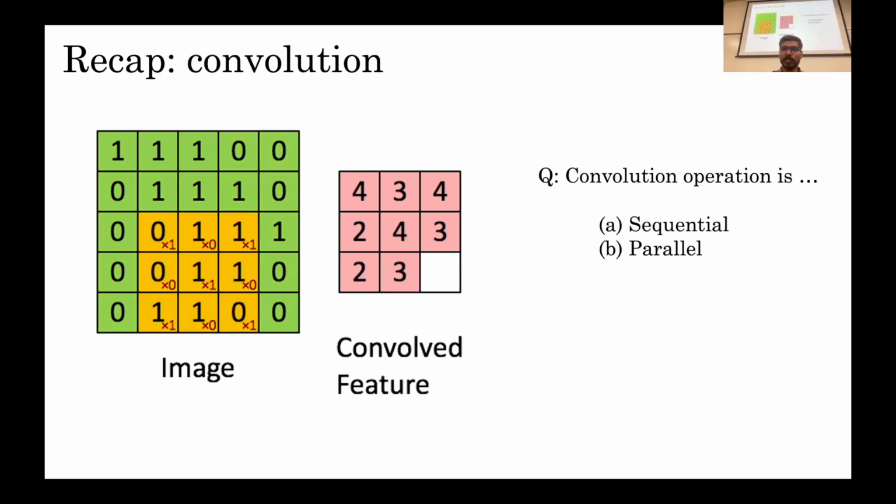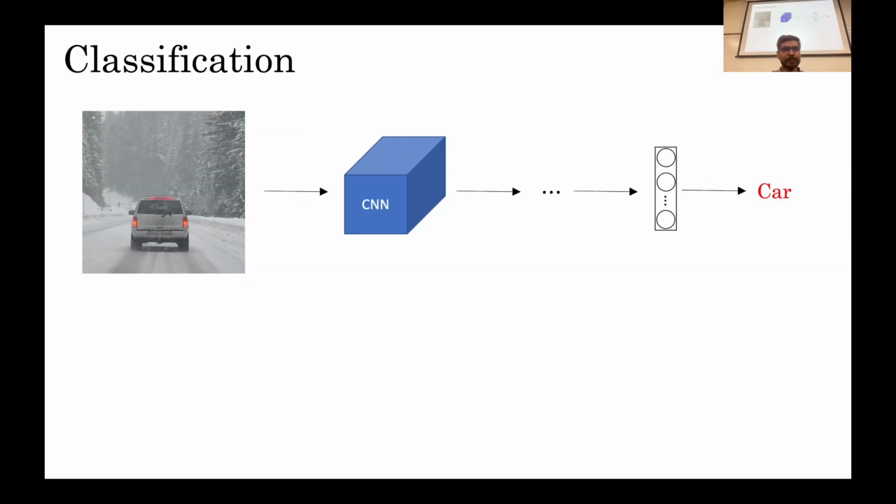So let me ask you a simple question. Is convolution a sequential operation or parallel operation? So those of you who think sequential can raise their hands. Parallel? Okay, so everybody knows that convolution is a parallel operation. We'll use this information in later slides.